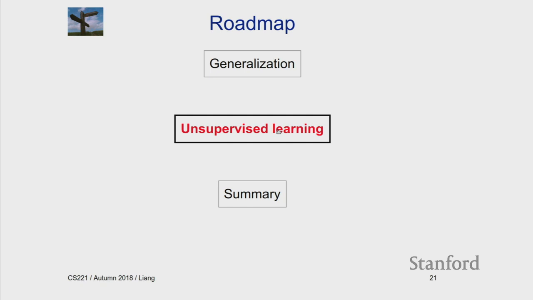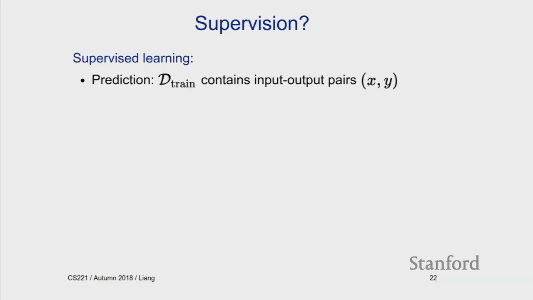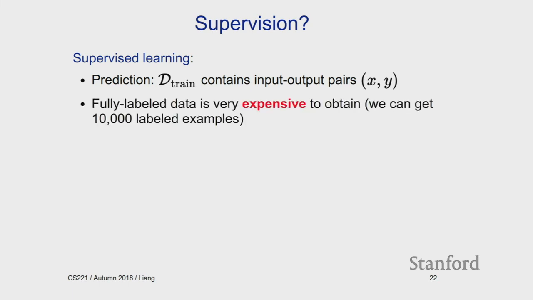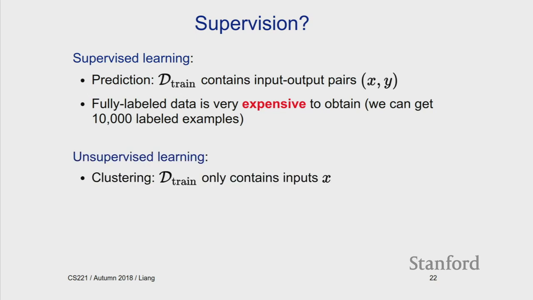Okay, so now we're going to talk about unsupervised learning. So far we've talked about supervised learning, where the training data consists of input-output pairs. This specifies the behavior that we want a particular predictor to have. But in general, as you might find out if you're collecting data for your final project, it is very expensive to get fully labeled data. So one of the open challenges in machine learning is how to do unsupervised learning.